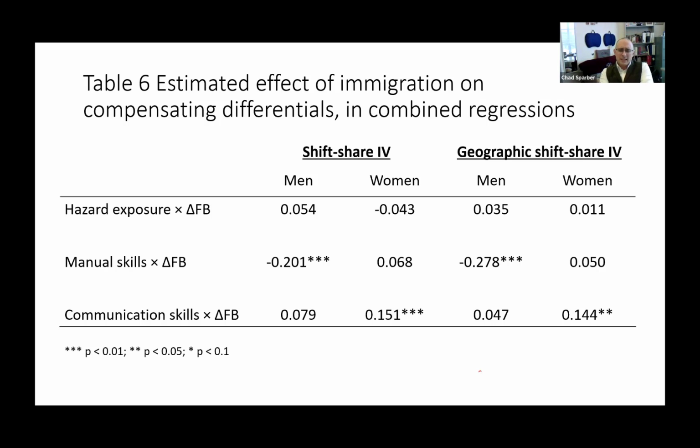Well, what we're seeing here is some evidence that this increase in the foreign-born share is decreasing the compensation paid to manual skills, the rate of return to manual skills, and increasing the rate of return to communication skills, but really isn't doing anything to this compensating differential paid to hazardous exposure. Which is to say that those hazardous exposure results from the previous slide are kind of arising incidentally, because hazardous exposure is so strongly related positively to manual skill performance, and negatively to communication skill performance.